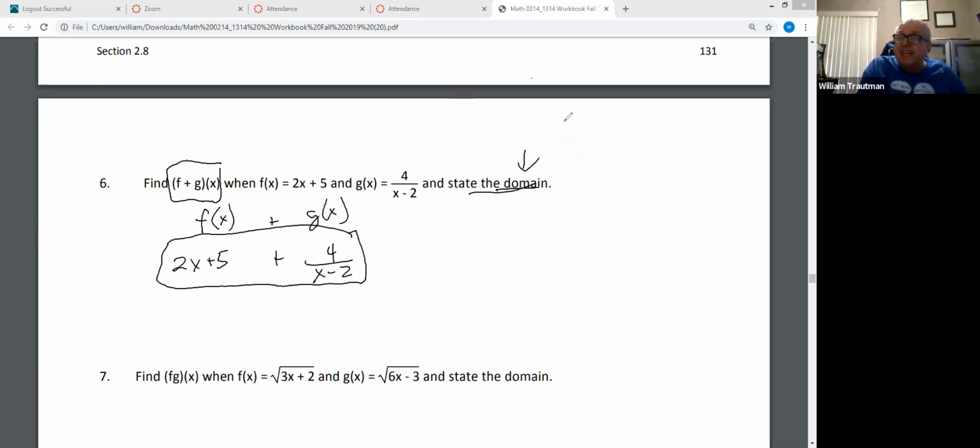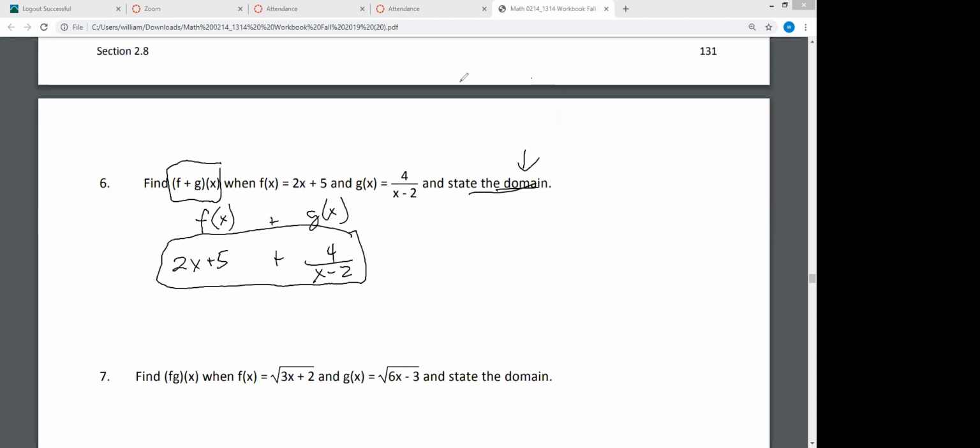Domain is what x can equal, and x can equal anything we want it to equal, except there's one number that x is not allowed to equal. Out of all the numbers, there's only one number x cannot equal. Can somebody tell me that number? 2. Thank you very much.